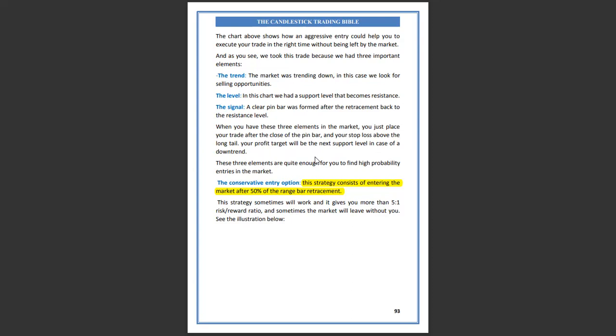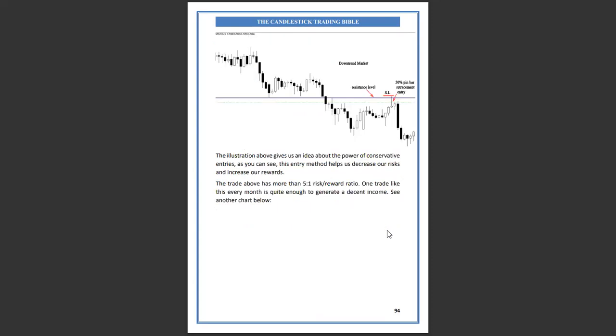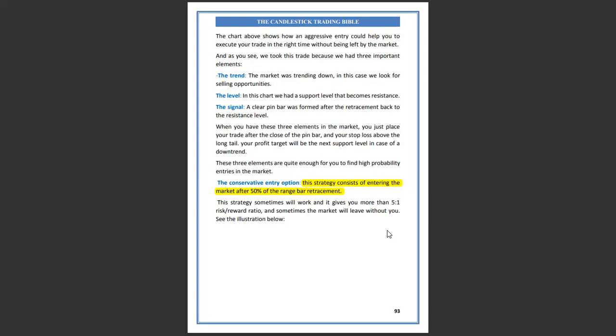The conservative entry option. This strategy consists of entering the market after a 50% retracement of the pin bar range. This strategy sometimes will work and give you more than a 5 to 1 risk to reward ratio, and sometimes the market will leave without you. So let's see what they said about it.